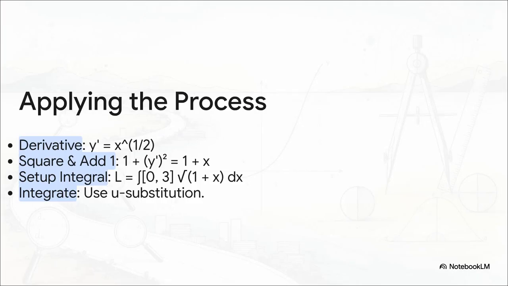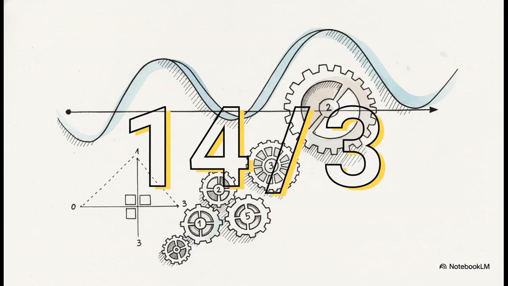Okay, let's follow our 5-step plan. Step 1, we find the derivative, which is just x to the 1/2. Easy enough. Step 2, we square that, which gives us x. Step 3, we add 1 and put it all under the radical. So our integrand is the square root of 1 plus x. Finally, we set our limits from 0 to 3. And look at that. This integral is perfectly set up for a simple u substitution. So after we do the integration and evaluate it at our limits of 3 and 0, we find that the exact length of this curve is 14/3. See? The 5-step process makes it totally manageable.